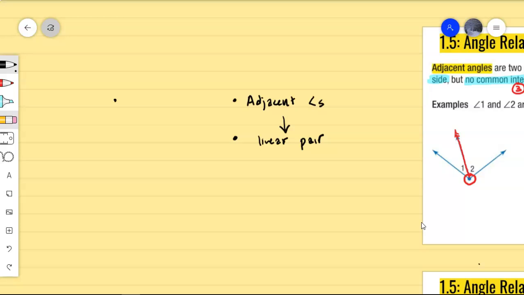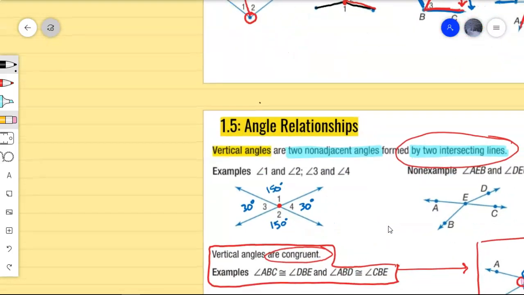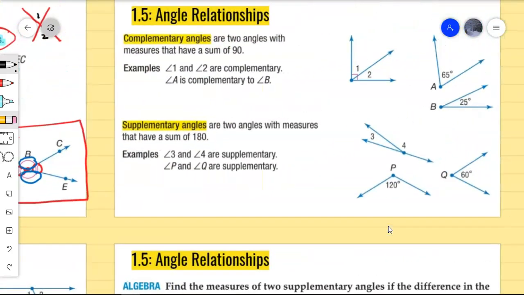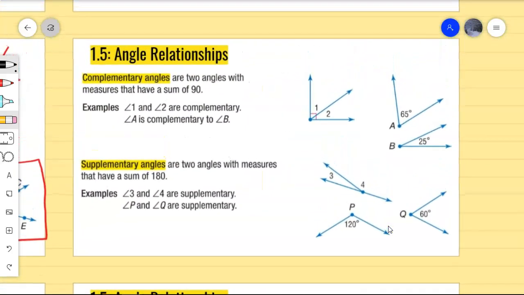For non-adjacent angles, one of the types of non-adjacent angles that you can end up with is called a vertical angle. All right, so this is one of the types of non-adjacent angles. All right, so let's keep moving. I just wanted to show you where we are as far as definitions and stuff like that are concerned.